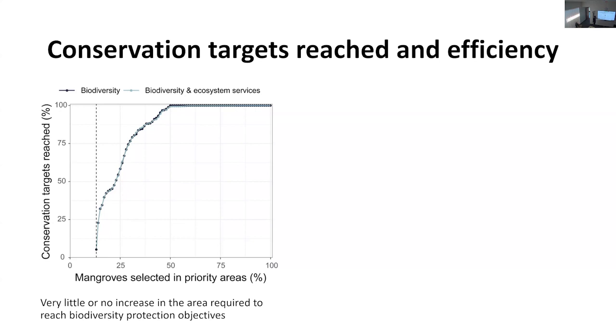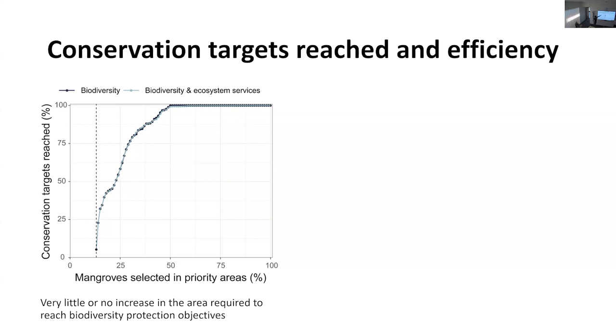And then this is the area budget, no? So we started from 0% and we increased to 100. Here we were expanding from the current protected area network, so we started from 13.5%. And we see in dark blue the result we have when we only include biodiversity, when we are not considering ecosystem services, and in light blue the result we have when we also include ecosystem services.